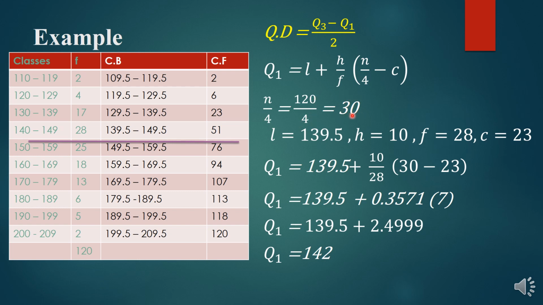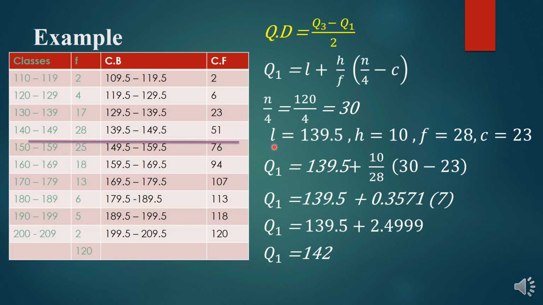Now I need to identify where the 30 value lies. So the 30 lies on this 51st value. So I just put the line in. Once you put the line by finding this value, you have to identify what is L, which is the lower class boundary. From that line you identify the lower class boundary, the interval, and the frequency of that line, which is 28. And C is basically the one step back cumulative frequency.